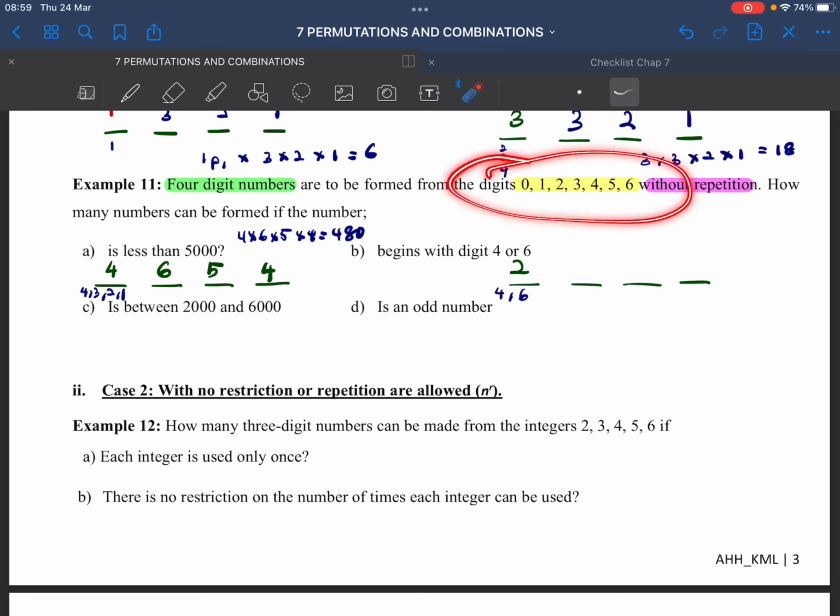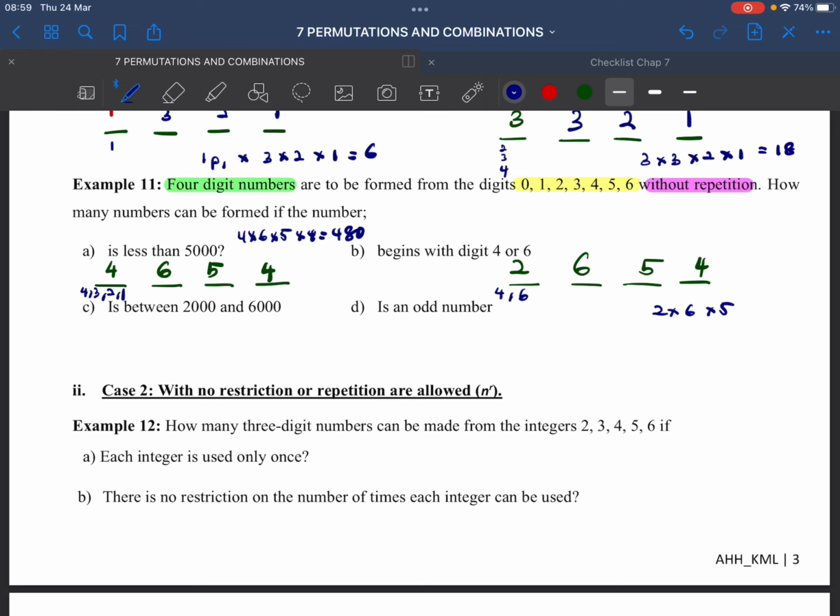So ada 7 digit. Obviously 1 dah letak dekat depan. Bukan nombor 1, 1 digit dah letak dekat depan. So you left with 6, 5, 4. And here the answer is going to be 2 times 6 times 5 times 4. And that's going to be 240.